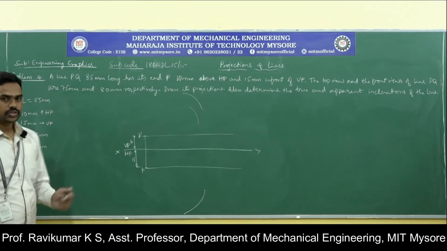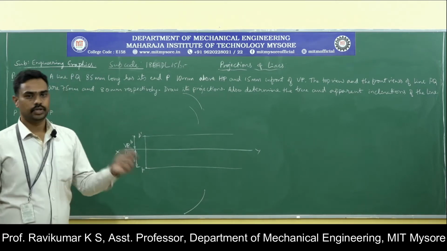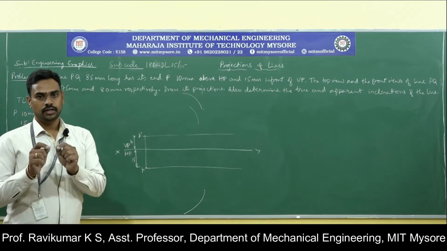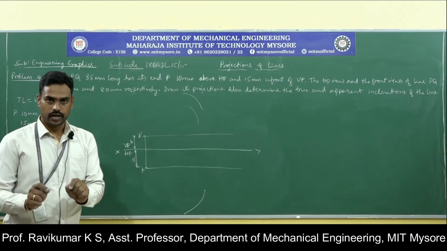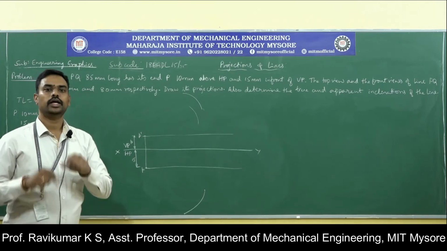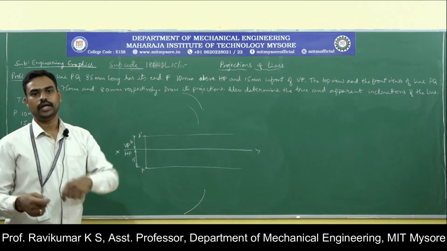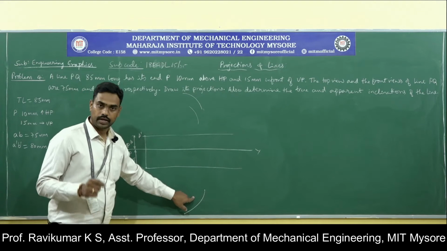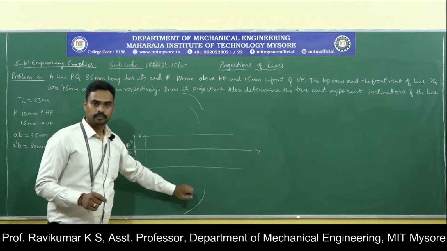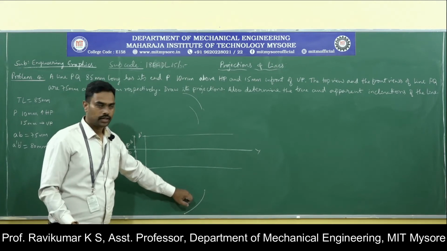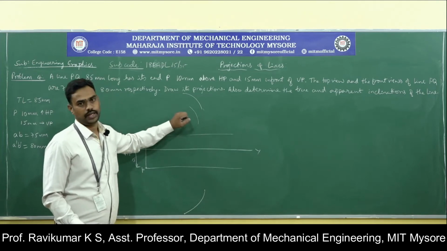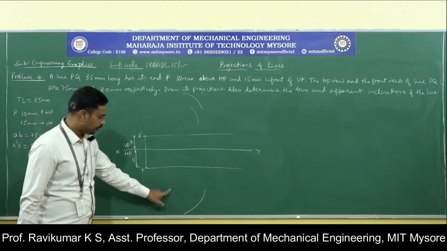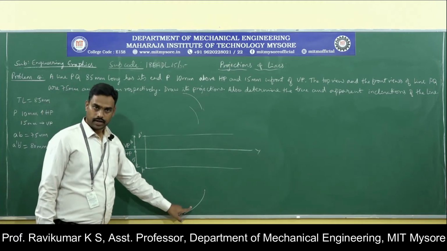But we need to use a concept here, the concept of the apparent and true length. If a line appears parallel to the XY line in one of the planes, then you will get the true length of the line in the other plane. This is the concept. So if a line appears parallel in one of the planes to the XY line, you will get the true length in the other plane. This concept you need to use. Now here it is the apparent length line.